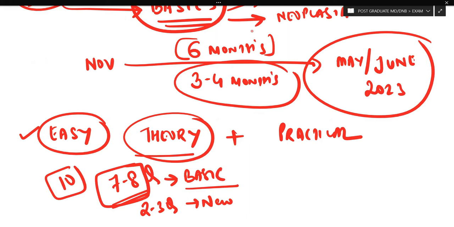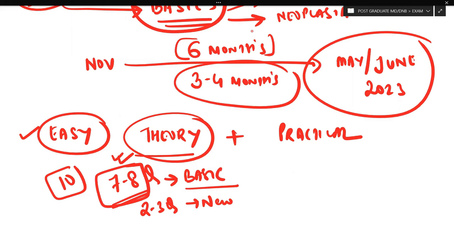So, what is in our hand? In our hand, these 7 to 8 questions, which are repetitive questions, which are always repeated, that will be in our hand. And if you study in the right manner, the way I'm going to discuss today, you are able to answer 8 out of 10 questions. And if you answer them properly, 100% you are going to get distinction. 2 to 3 questions will always be new in the exam. So remember this point, very important.